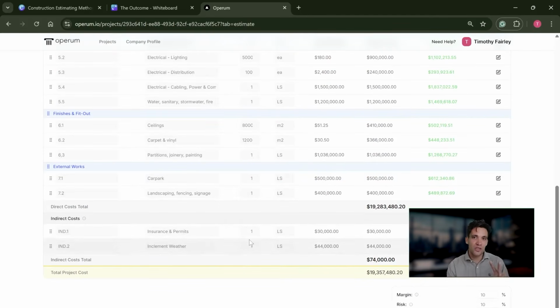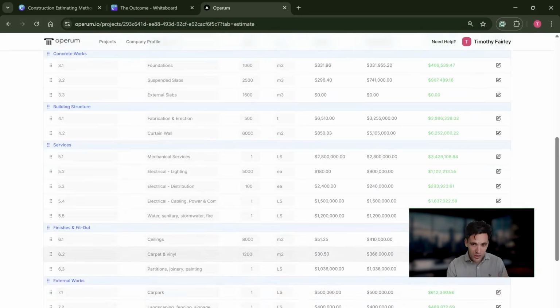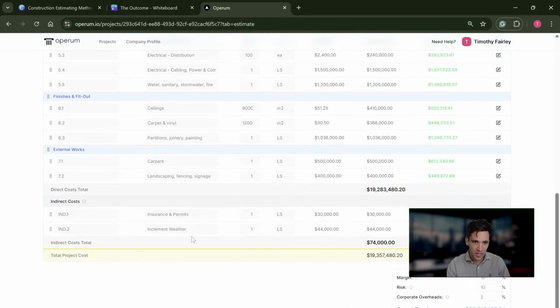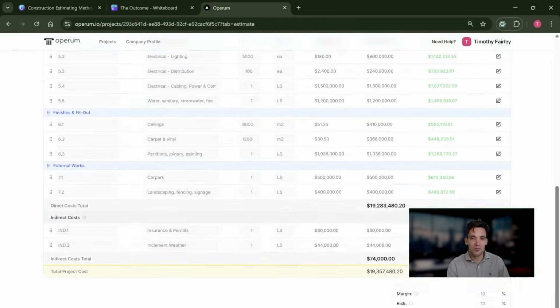We've also got 2 indirect costs. So indirect costs are costs we don't want to show necessarily to our client, but we want to include them in our price.